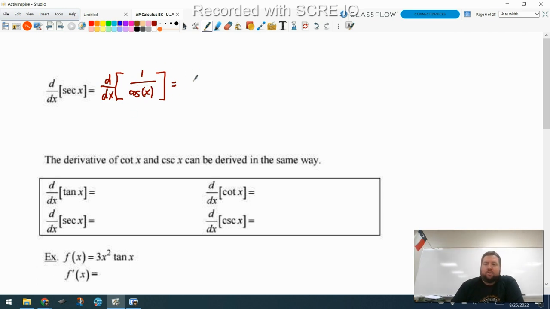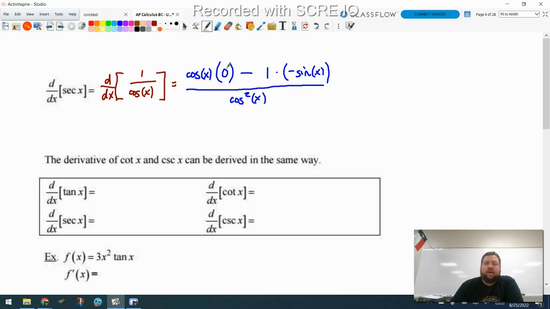All right, so back to quotient rule. Low d high. Low is cosine x. D high is 0, minus high d low, minus 1 times the derivative of cosine, which is negative sine x, all over low squared, cosine squared x.